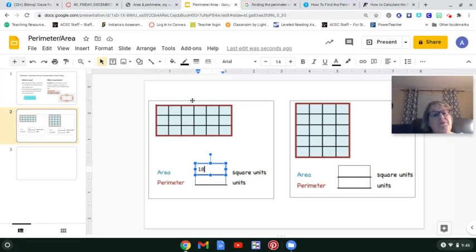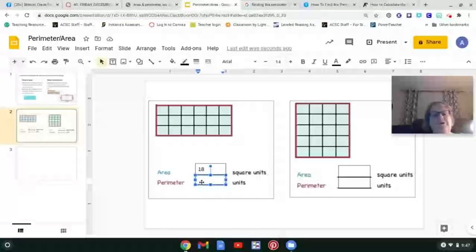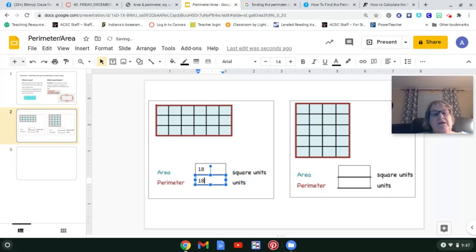So this time we're going to add those. So we'd say 6 plus 3 is 9 plus 6 is 15 plus 3 is 18. Now, that's kind of unusual that we got the same answer for both of them, but that doesn't mean it's wrong. It happens sometimes, but we don't always get the same measurement.